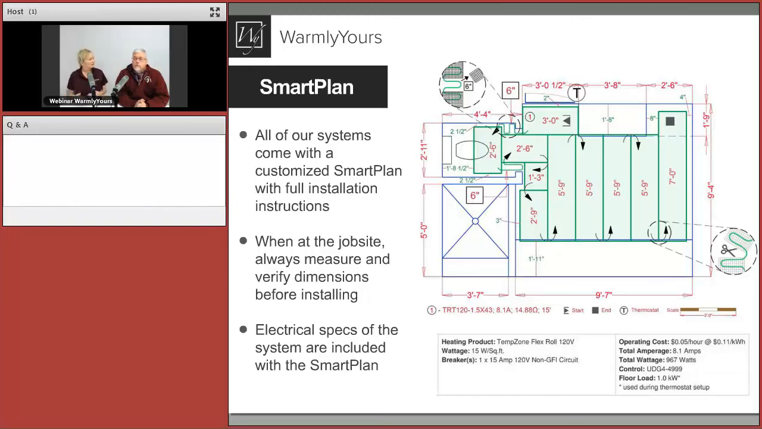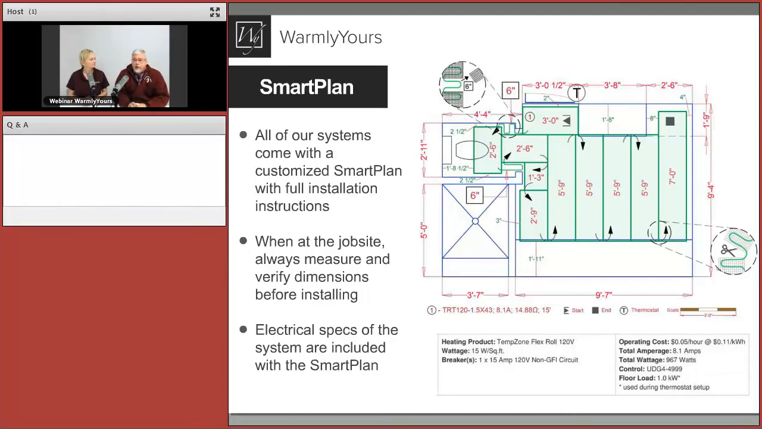Because, and we'll talk about that a little bit more later, it is something that we like to showcase, because many people think electric is going to be very expensive to operate, and it's not. Yeah, and you can see that right down there in the lower right-hand corner. Yeah. It tells you what your operating cost is. 5 cents per hour. Yeah, right. Very, very inexpensive.